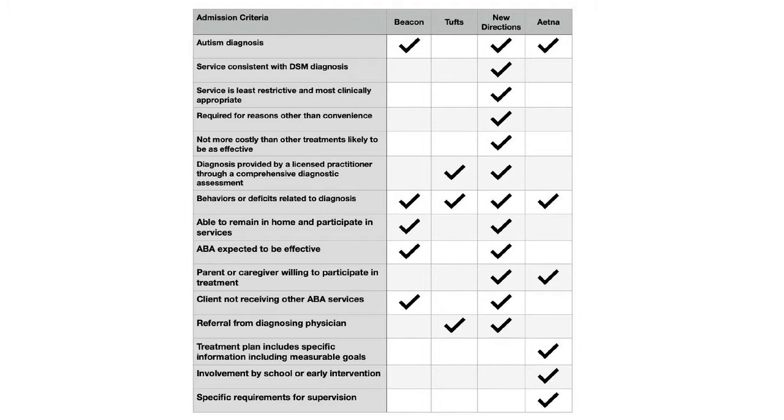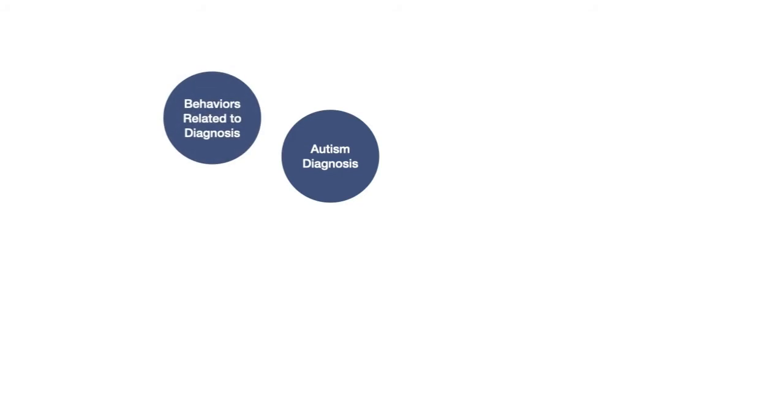Each payer provides a specific list of criteria, but there are some common to most. Following these guidelines smooths the approval process and establishes a positive relationship with the payer. Although you should check with each insurance company to determine their specific criteria, some common criteria include a diagnosis of autism spectrum disorder, behaviors or deficits relating to the qualifying diagnosis, a referral from a diagnosing physician.